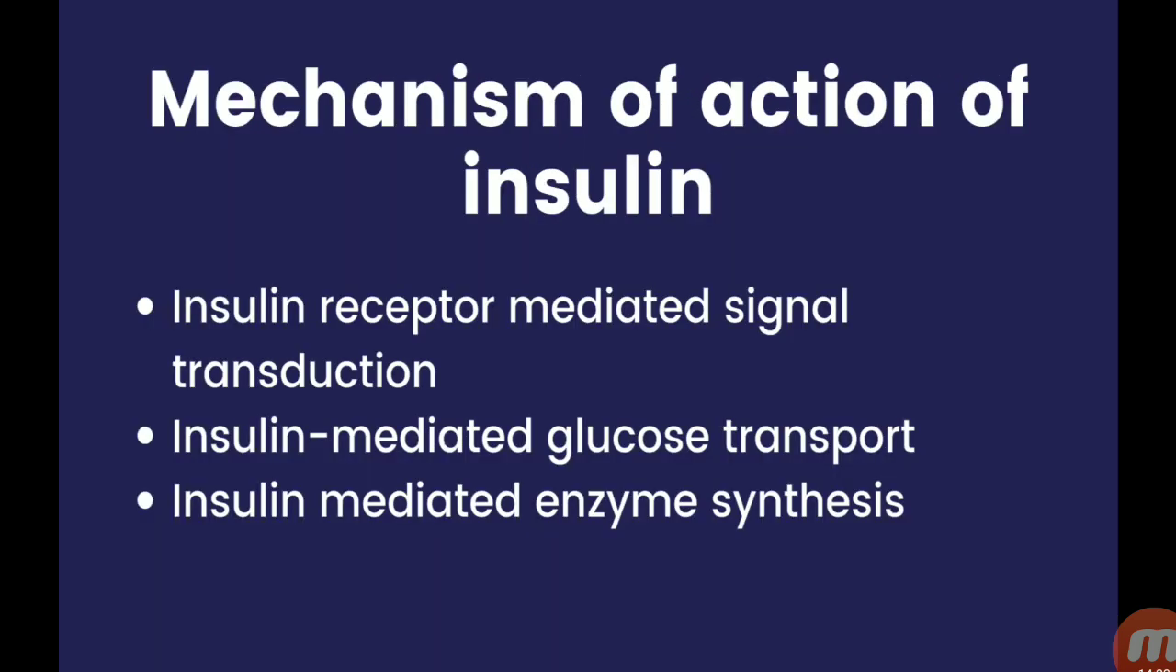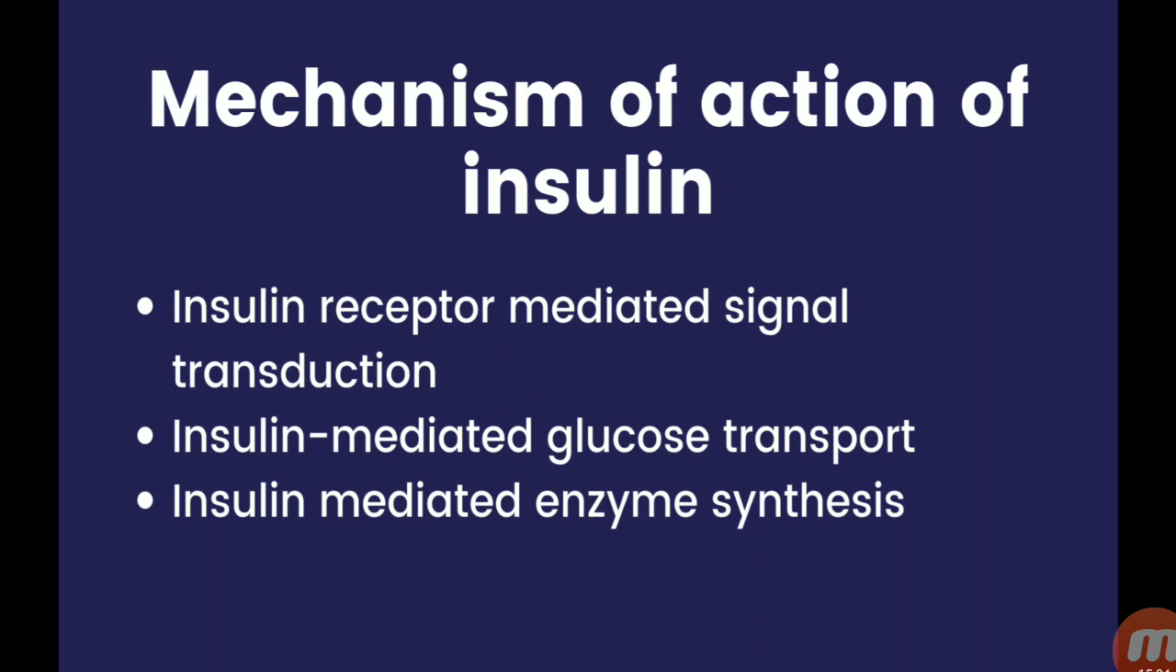So now we'll move towards the mechanism of action of insulin. Insulin binds to a specific plasma membrane receptor present on the target tissue, that might be muscle and adipose. This results in a series of reactions ultimately leading to a biological action. There are three distinct mechanisms of insulin action. Number one is signal transduction, or the transduction of transmembrane signal. Number two is glucose transport across the membrane. And number three is the induction of enzyme synthesis.